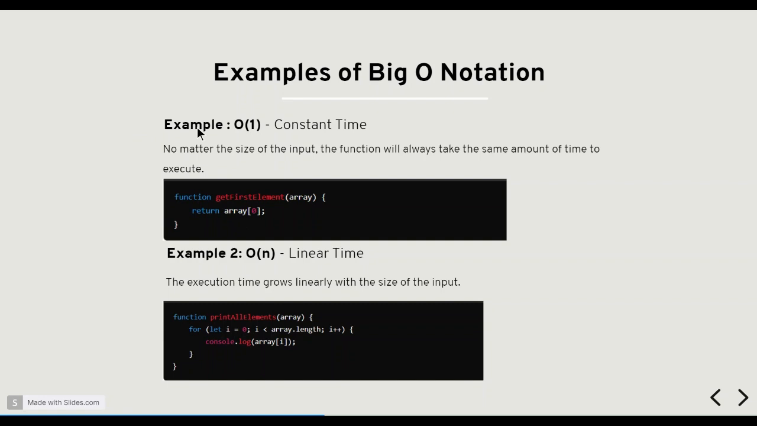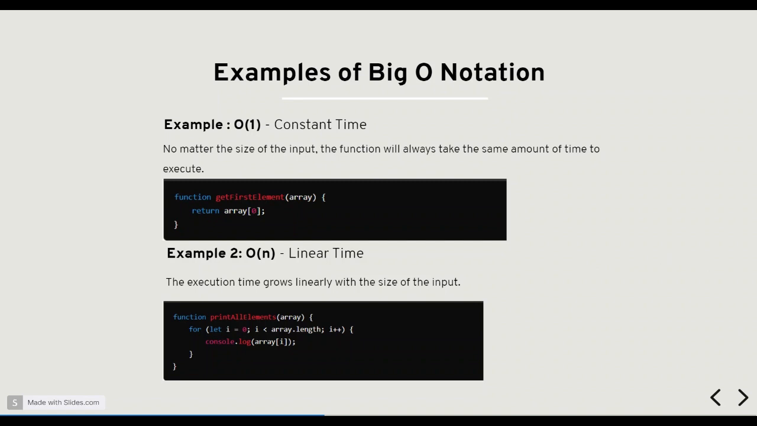Now let us see some examples of big O notation. In this, we have a number of examples. As you can see, we have example one, O(1) constant time notation. Here is an example of O(1) or constant time. No matter the size of the input, the function will always take the same amount of time to execute. Below, you will see a function getFirstElement, and here it will return the first element of an array with the index 0. No matter how large the array is, accessing the first element always takes the same amount of time. This is the constant time, or O(1) notation.